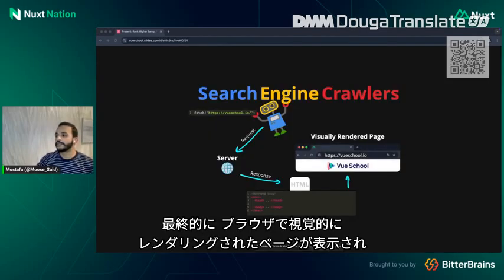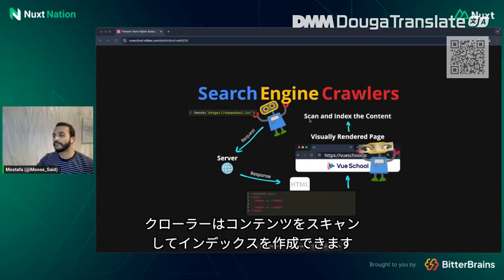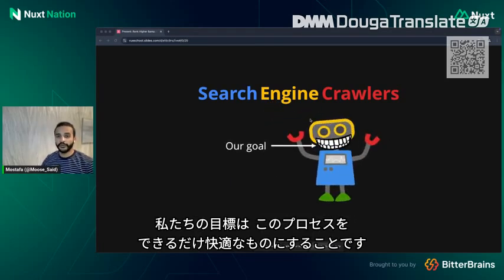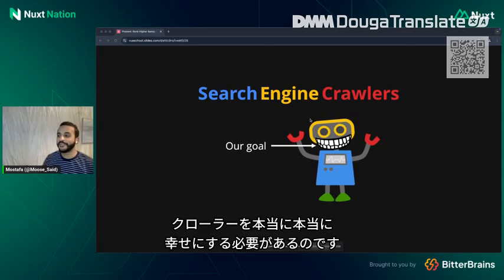And finally, we get a visually rendered page in the browser, and then the crawler will be able to scan and index the content. So our goal is to make this journey as pleasant as possible, right? So we need to make them really, really happy.